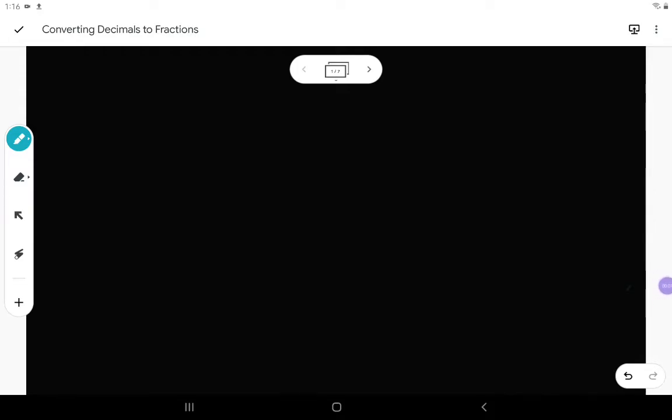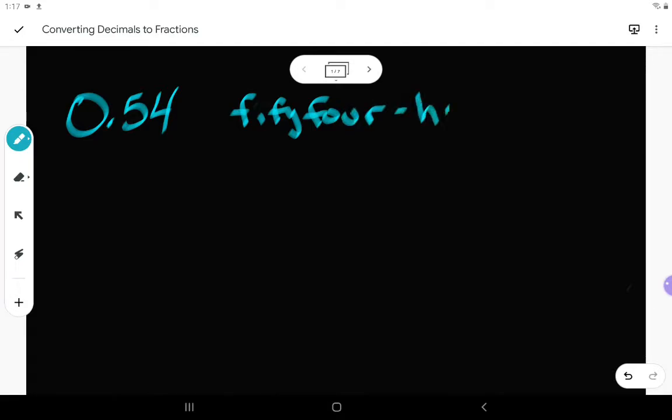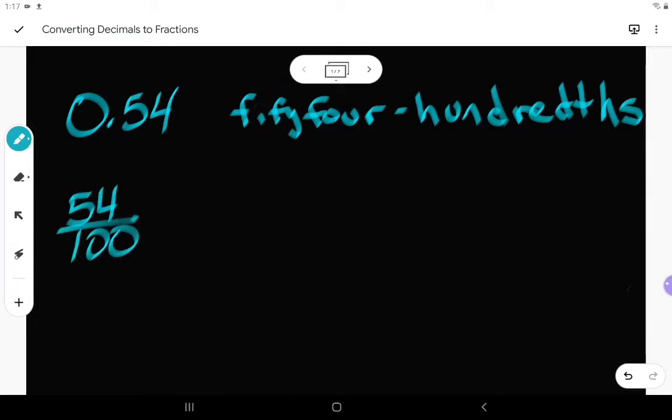The last kind of conversion we're going to be doing is taking decimals and putting them back into fractions. So if I take this decimal 0.54, I'm going to change it into a fraction. The best way to do it is to remember that this decimal, if we say it properly, we would say 54 hundredths. Because if we say 54 hundredths, now we're looking at this in fraction form. 54 hundredths really means 54 out of 100. So it's very easy to just take that 54 and put it over 100.